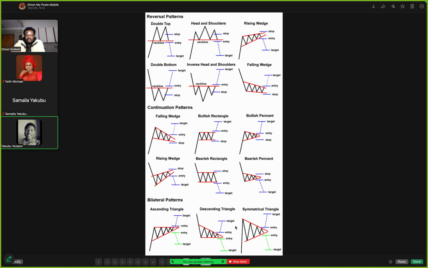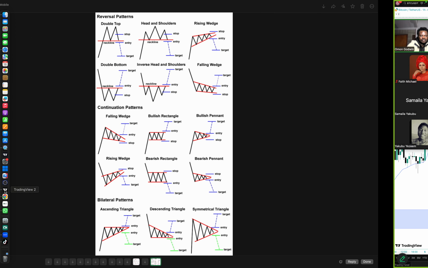You see? So let's go and check it now. If you remember, I told you guys symmetrical triangle means that the market can continue buying or the market can sell down. Now let's go and see what the market did when we saw this symmetrical triangle pattern, which is a bilateral. So let's go and check it.